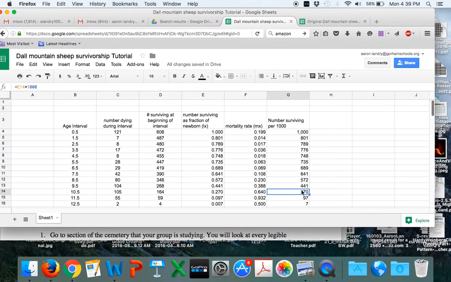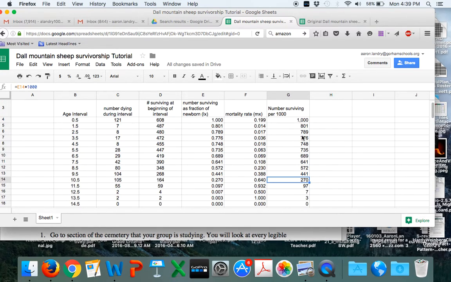So a survivorship curve is going to be the number surviving per 1,000, and that's the way we build a survivorship curve. At each interval, it's how many individuals, what proportion per 1,000, are alive during each age interval.